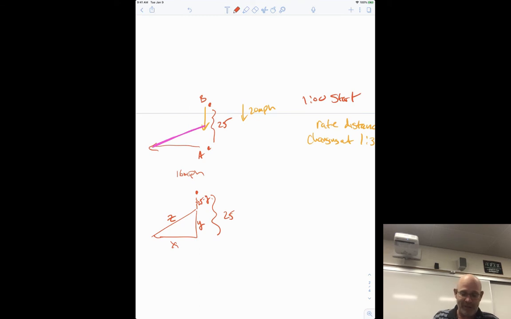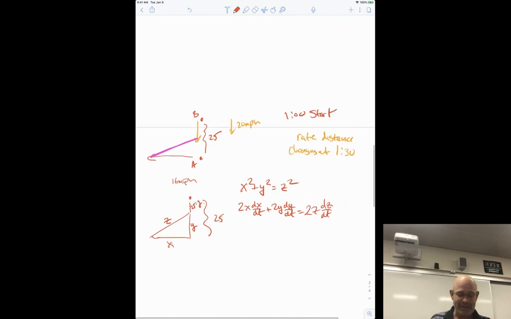I like my equation this way better because my equation is just x squared plus y squared equals z squared. Again, a little right triangle. So now I take the derivatives. It's 2x dx/dt plus 2y dy/dt equals 2z dz/dt. Don't forget that implicit stuff entering the rates. Notice I haven't put any numbers in yet. Okay, so now I've got six variables. I'm looking for one of them, which I think is dz/dt, right?